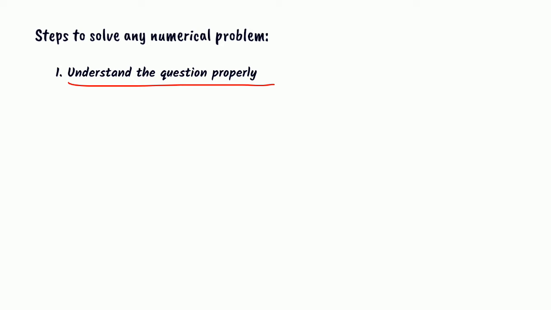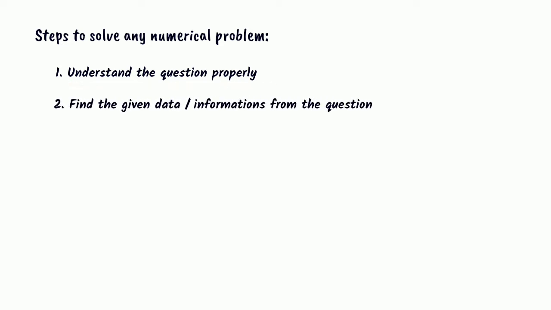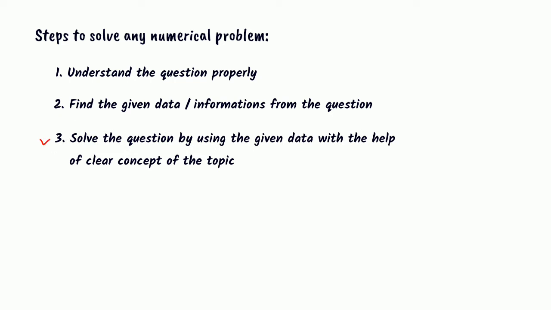The second step is that we have to find out the given data, and note down the given data in our copy. And the third step is that we have to use the given data to solve the question, by using the concept of the topic from which the question is coming. By using the concept and the data, we have to solve the question. Understand? So these three are very important steps by which we can solve any numerical problem.